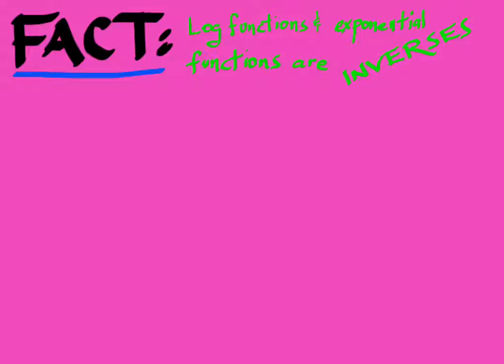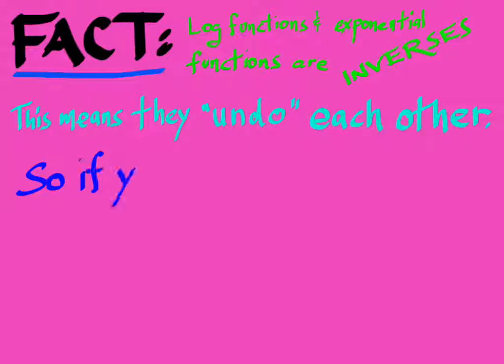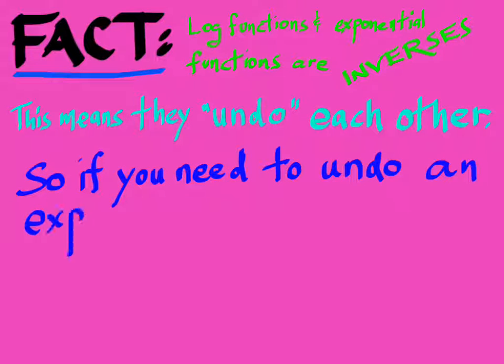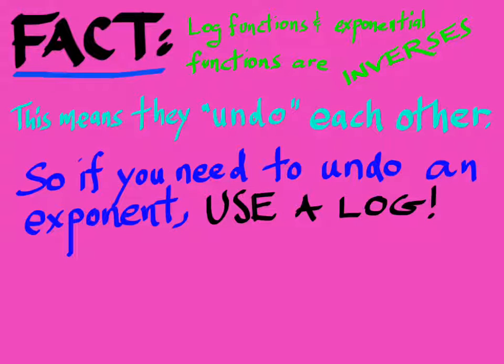The fact is that log functions and exponential functions are inverses of each other. We've talked about this quite a bit in class. Here is another, more practical application of this fact. Since they are inverses, they undo each other. That is one of the qualities of a pair of inverse functions. What that means for us, since we're solving an equation, is that if you need to undo an exponent, you're going to use a logarithm to do that.